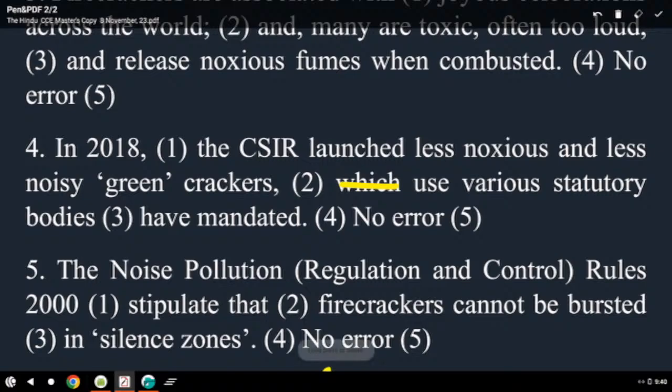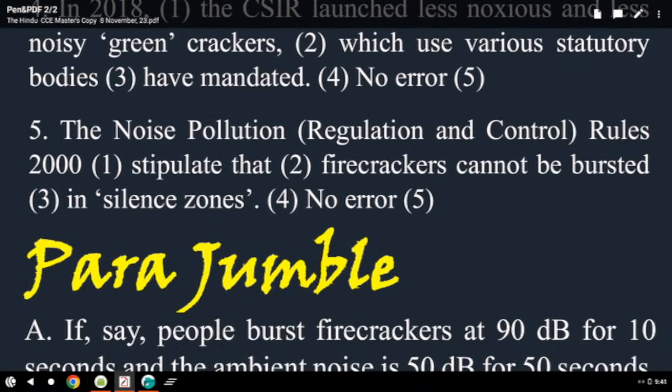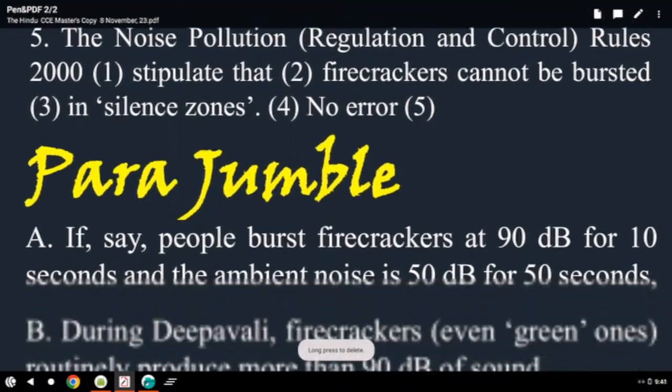Go to the next one, last one rather. The Noise Pollution Regulation and Control Rules 2000 stipulate that firecrackers cannot be bursted in silence zones. Which part? Third part. What is wrong? Burst or bursted? Burst, all the three forms. Burst, burst, burst. Common error, people say bursted. There is no word like that. Only burst, any form.